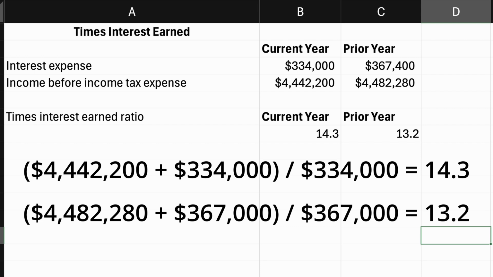From this, we can gather that the times interest earned ratio is improving from year to year, which is very good. Now, you should be able to figure out times interest earned quickly and easily.